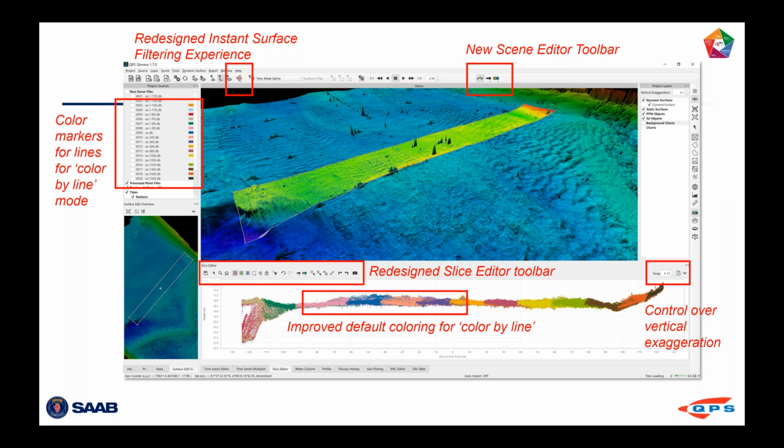And then lastly, rounding up the clock back to where we started. When you're coloring by line, you'll notice that the raw sonar files have a color indicator beside them to help you better figure out which lines are which.